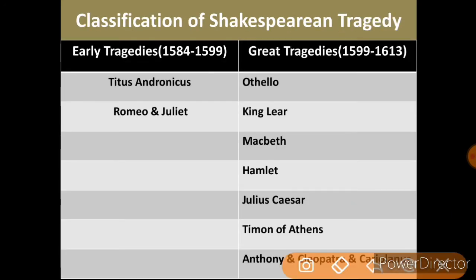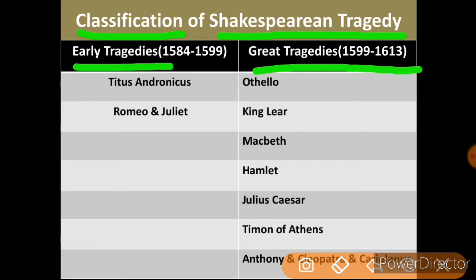Now just look at the classification of Shakespeare's tragedies. Friends, here we find that Shakespearean tragedy is classified into two categories. The first one is early tragedies, which were composed between 1584 and 1599, and the second sort, great tragedies, were written between 1599 and 1613.